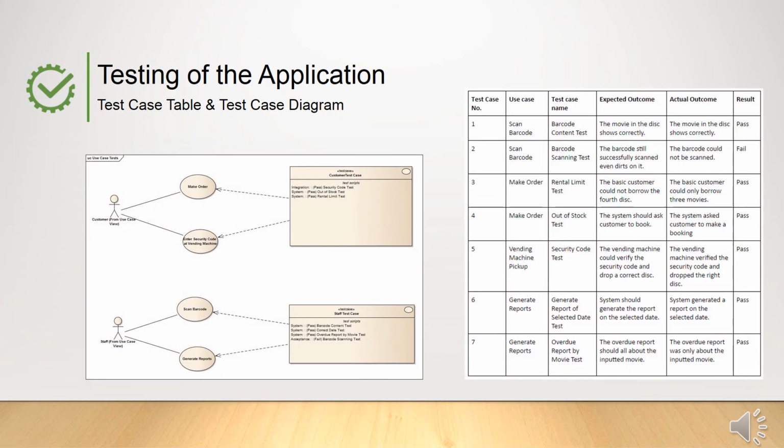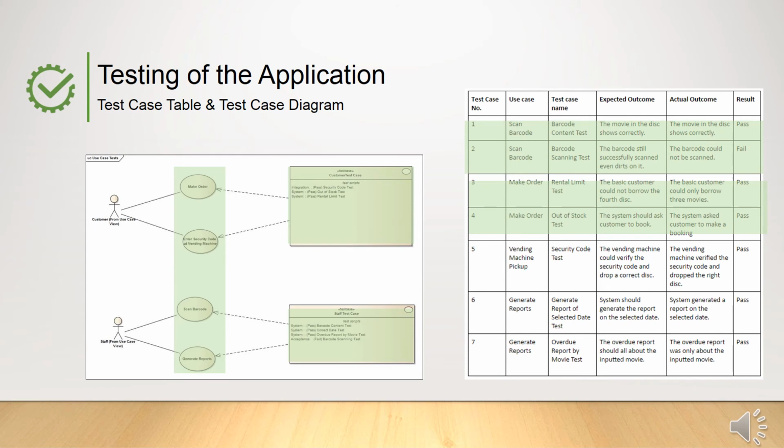This is the testing of the application. We currently have built 7 test scripts for 4 use cases. 3 test scripts are for customer user and 4 scripts for staff user. For scanning barcode, we have barcode contain test and barcode scanning test. For making order, we have rental limit test and out of stock test. For new vending machine pickup use case, we have security code test. And we have generate report by select date test and overdue report by movie test for the use case of generate report.